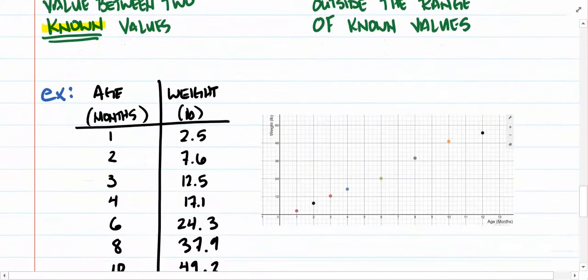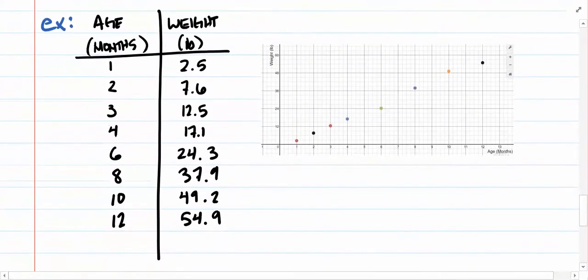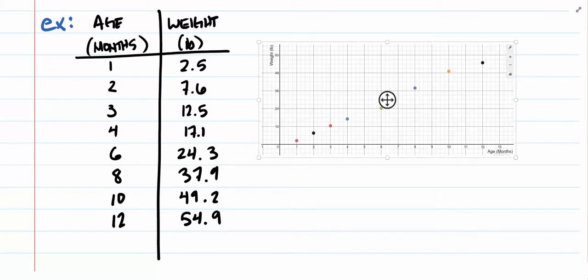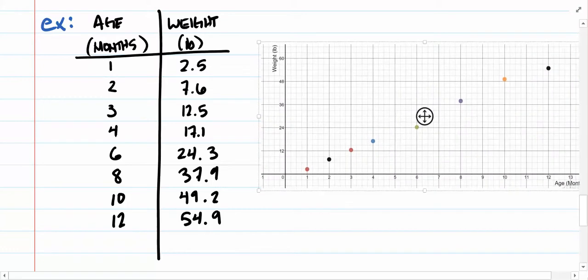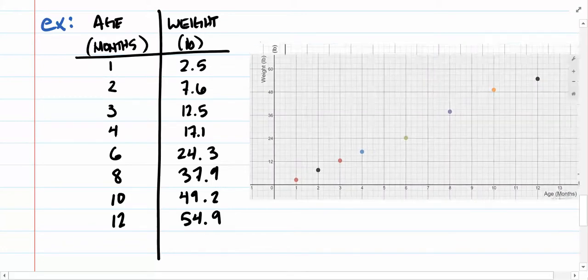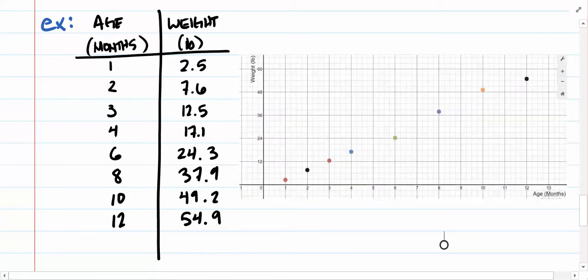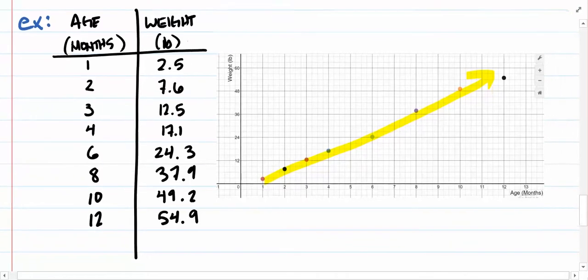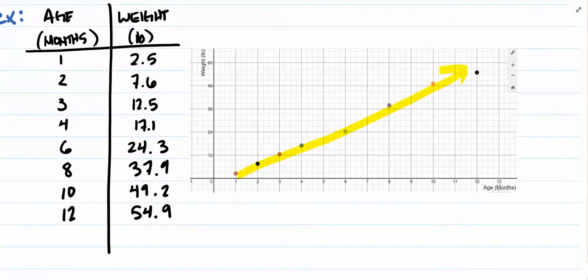So interpolation, this definition is here, and extrapolation, this definition is here. And I want to do this example with you right here. We're going to compare two sets of data. We're going to compare age to weight. So I've used Desmos to make a scatter plot. And if we were going to describe the data, we would say that this is generally positively correlated. And the next thing I want to do is show you how to get the equation of a trend line out of this. So let's go ahead and do that part next.